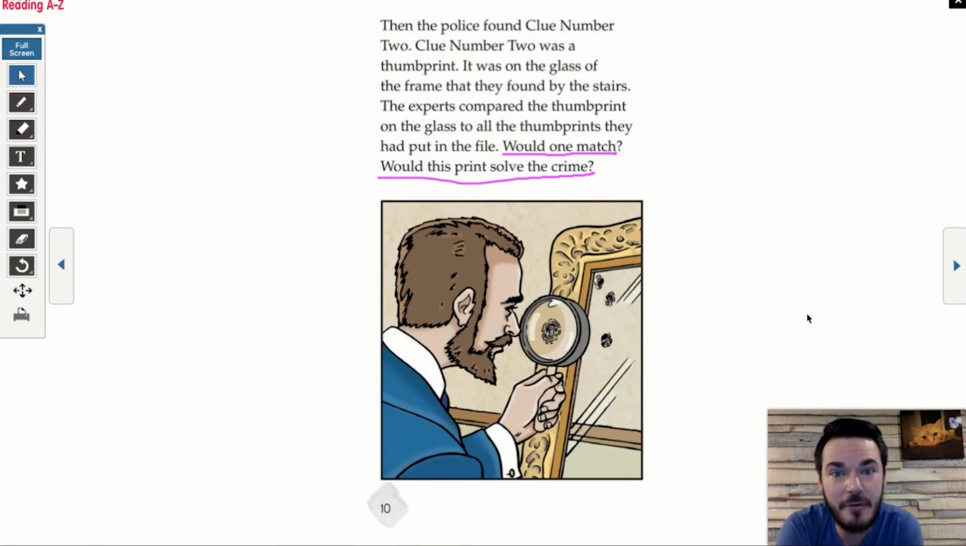Then the police found clue number 2. Clue number 2 was a thumbprint. It was on the glass of the frame that they found by the stairs. The experts compared the thumbprint on the glass to all the thumbprints they had put in the file. Would one match? Would this print solve the crime? I'm wondering this too, readers.